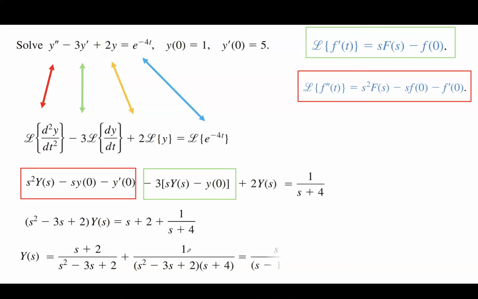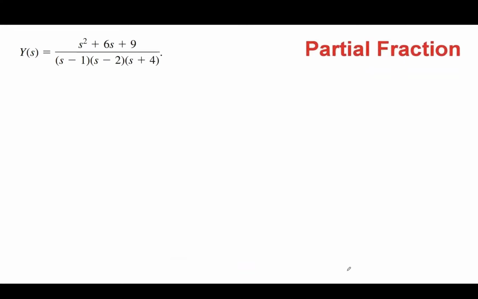Let us take the least common denominator and simplify the numerator. We end up with s squared plus 6s plus 9. And the denominator, you have (s minus 1) times (s minus 2) times (s plus 4). Let us move to the next slide. Y(s), as we saw, is (s squared plus 6s plus 9) divided by the multiplication of these three distinct linear terms. We're going to use the method of partial fractions to break this guy down into smaller fractions.